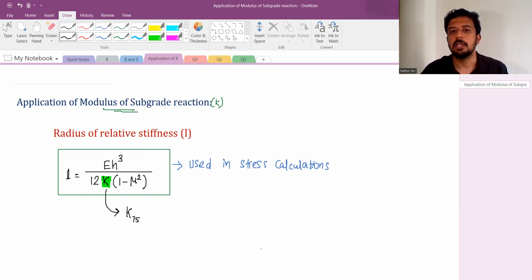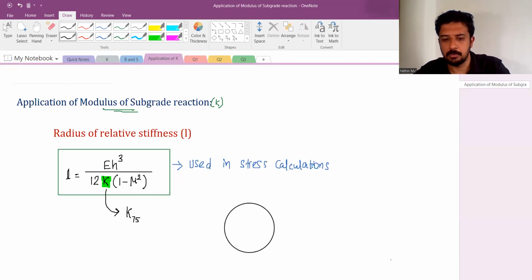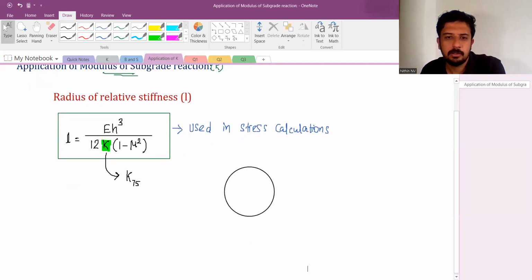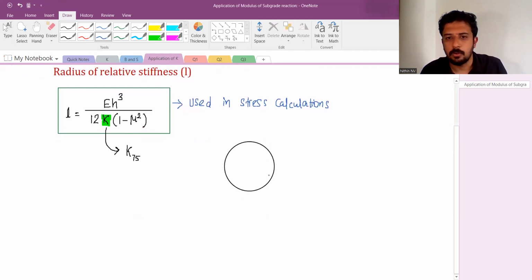Then in case you are using some other diameter, let me put it as D1. Just let me take an example. If this is, for example, 60 centimeter dia, correspondingly you can calculate a K value, no? I'm just denoting it as K60. But this value I cannot substitute back into this equation of E H cube by 12 K. I cannot substitute. Then what to do?